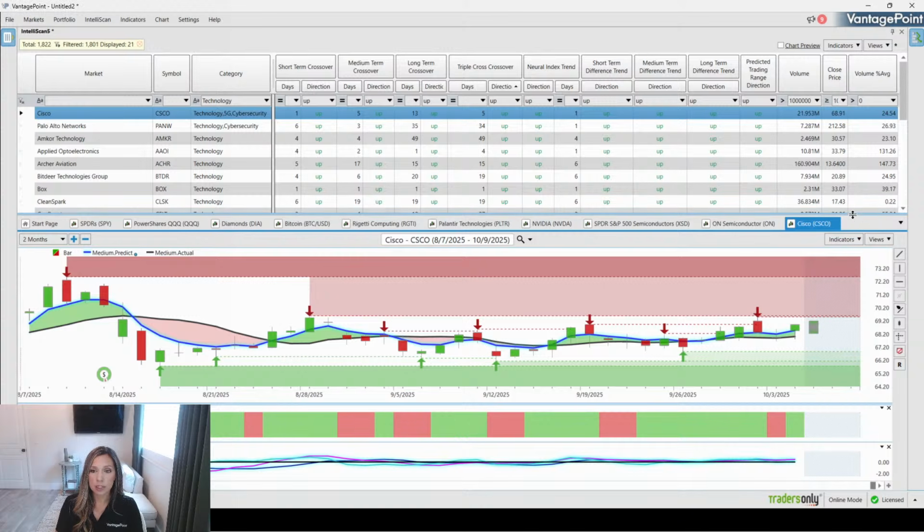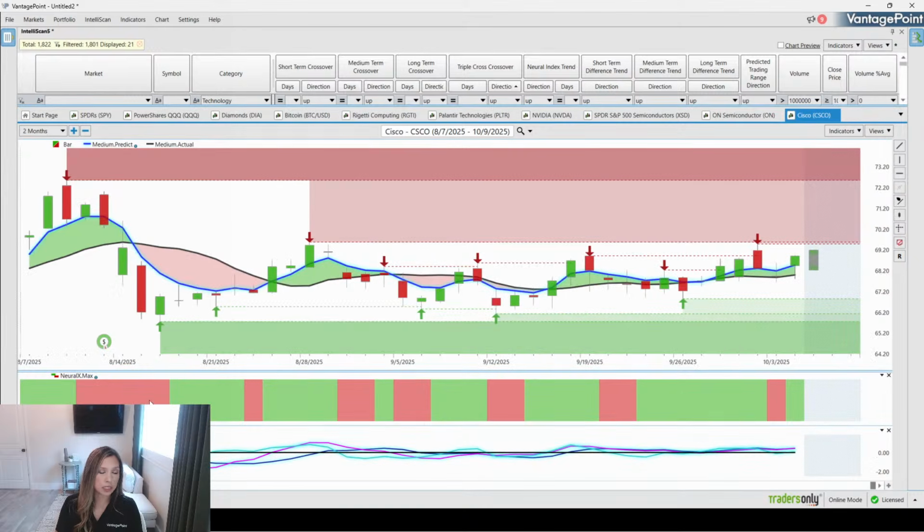Now, of course, you do want to be careful anytime that you're seeing resistance, but resistance can also be a great potential profit-taking opportunity. So here we had everything going up, and you could have potentially even taken just a short-term profit.